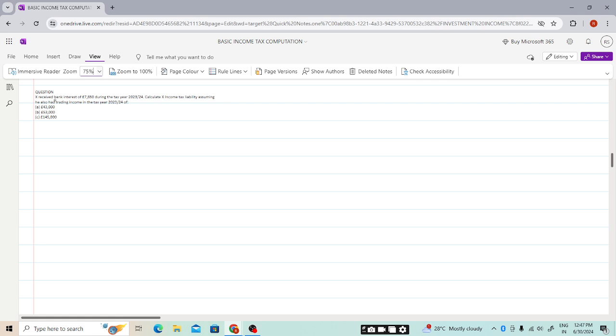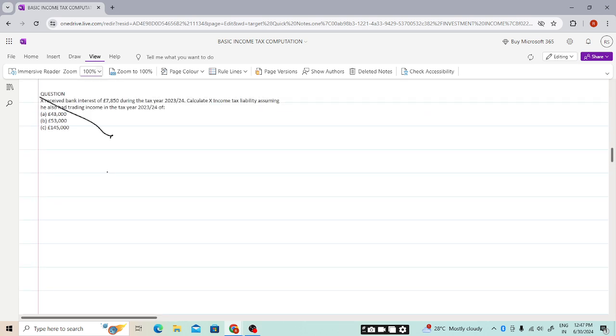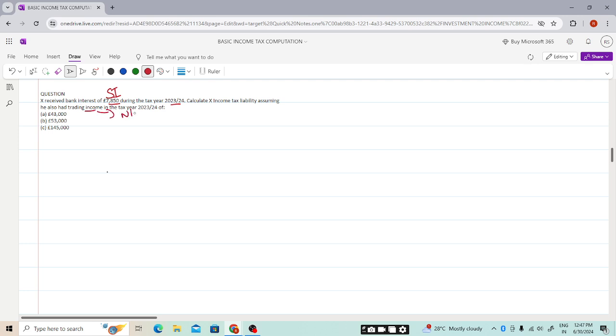So X receives bank interest of 7,850 pounds. This is saving income during the tax year 23-24. Calculate X's income tax liability assuming he also has trading income. Trading income is non-saving income in the tax year 23-24 of 43,000.